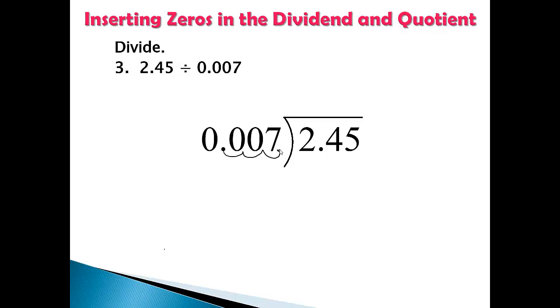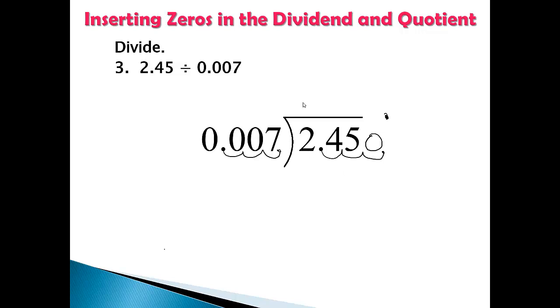Since we multiplied 7 thousandths by 1,000, we also need to multiply 2 and 45 hundredths by 1,000, or move that decimal 3 places as well. So we'll move it 1, 2, 3. Now we need to insert our 0. Since we have converted our problem, we need to bring our decimal straight up for our answer. Now we can go ahead and divide.